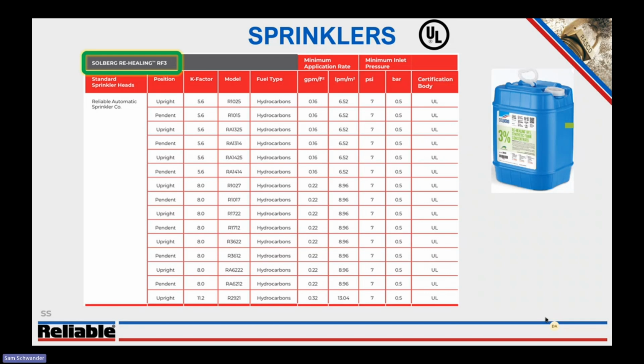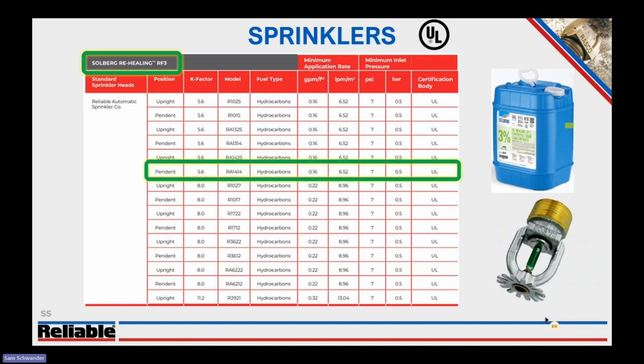And if we're looking at the different designs, you can see based off of upright, pendant, K factor, we can select a sprinkler that's going to then tell us what our minimum application rate or density is, and then the minimum operating pressure at the sprinkler. So if we knew we wanted to use a 5.6 K factor quick response pendant, we could select the model F1 FR56 pendant, which is RA1414. And in that design, we will require a minimum density of 0.16 and minimum 7 psi at the sprinkler.